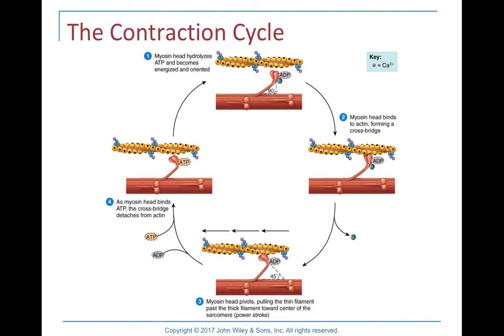And so this bound actin and myosin will then perform a power stroke, where we'll have the myosin head pivot and pull the thin filament past the thick filament towards the center of the sarcomere. And finally, we have to have detachment of the actin and the myosin from one another, and this happens as the myosin head binds ATP, and so it will then detach from the actin. Remember that your myosin head has a binding site for both actin and ATP.